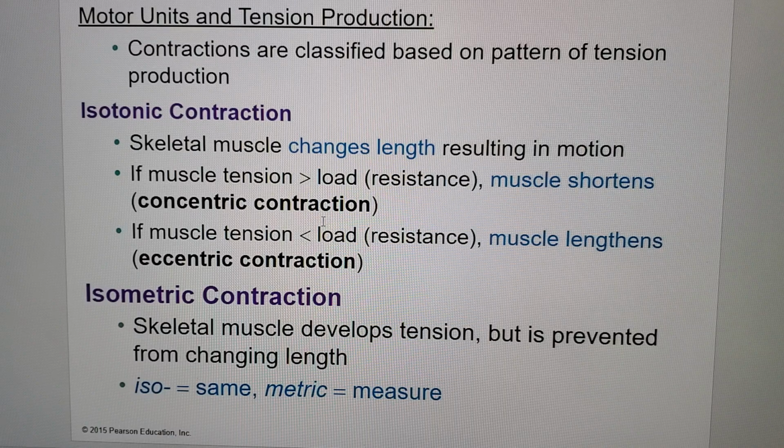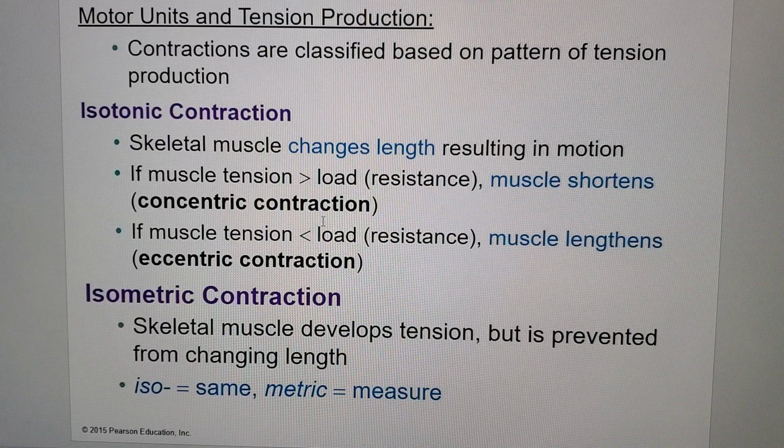So there are two types of contractions. There are isotonic contractions and isometric contractions. The isotonic contractions, these change the length of the muscle. Maybe the muscle is going to shorten and maybe it'll lengthen. But isotonic contractions change the length, and this results in motion.